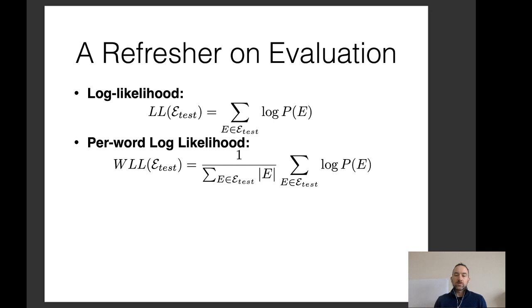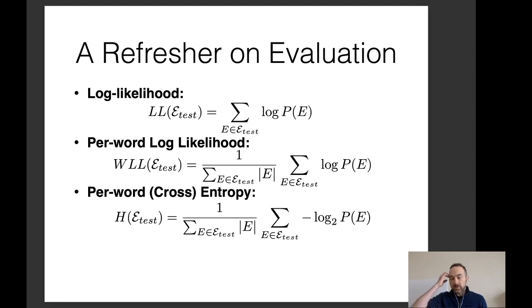We can also do things like per word log likelihood. And the basic idea here is instead of calculating the likelihood of the whole corpus, we calculate the likelihood of the whole corpus divided by the number of words in the corpus. And the reason why this is useful is because it allows us to get roughly comparable measures of how well the language model is doing, even if our test set is larger or smaller than another test set.